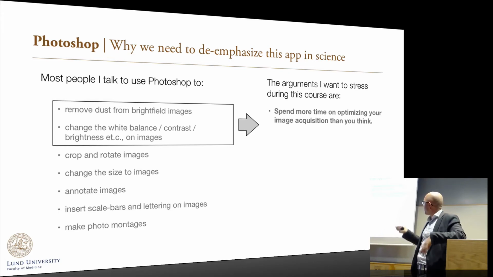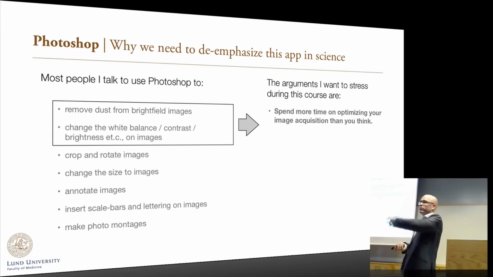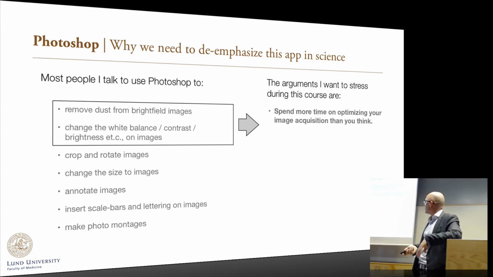And the same thing goes for contrast and brightness: if you can set all of this before you acquire, you're much better off getting high quality. So really try to do that first, because crap in is always crap out. You cannot do magic on things, even though it may look like that.